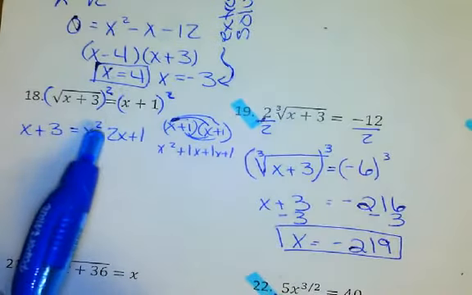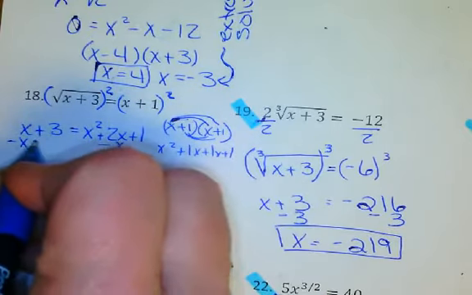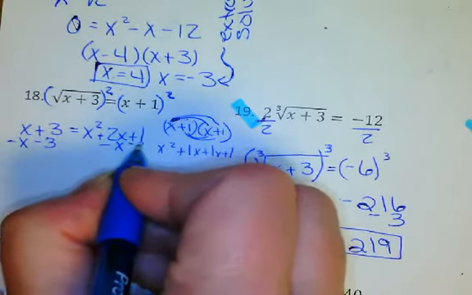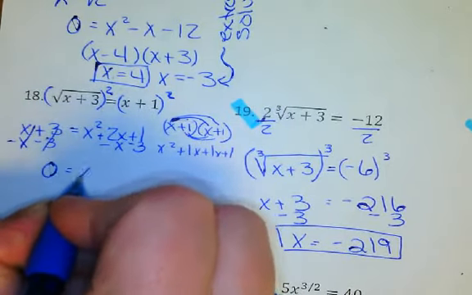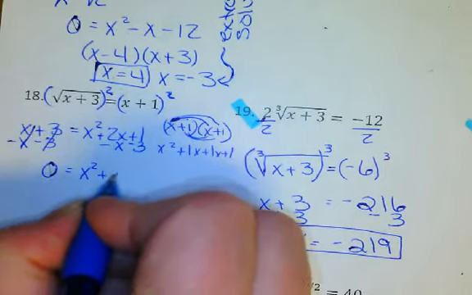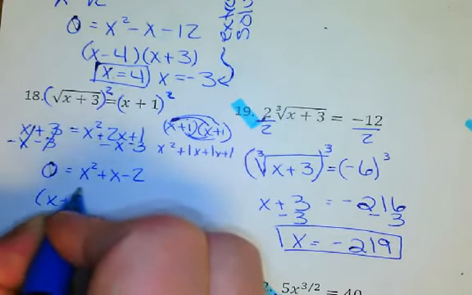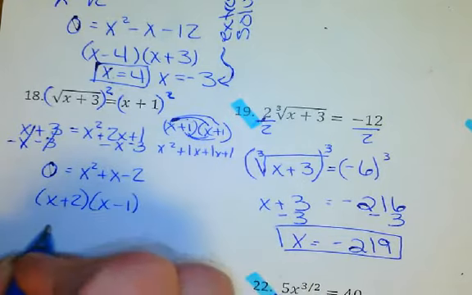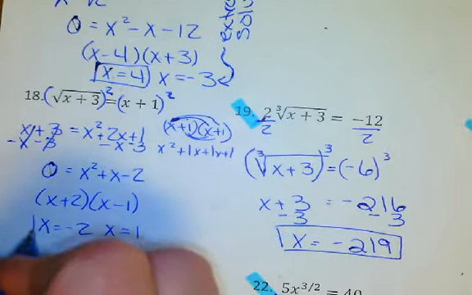And then I'm going to move everything over, because again I have a quadratic. So I'm going to do a minus x, minus 3, minus 3. Alright, so that gives me 0 equals x squared plus x minus 2. That gives me x plus 2, then x minus 1. So x equals negative 2, and x equals 1.